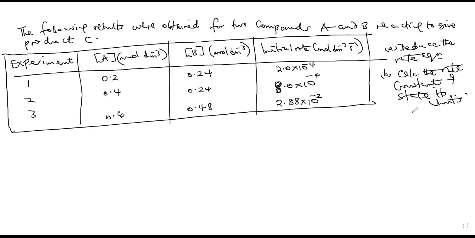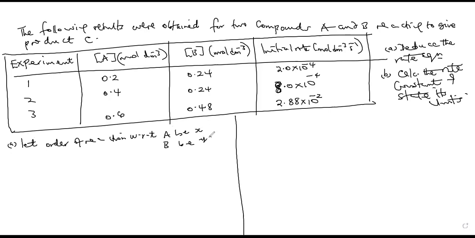Now, looking at this question, for you to deduce the rate equation, you need to first have the orders of reaction. One can do this in two different ways. The first way is to calculate the orders mathematically. So we shall let the order of reaction with respect to A be x, and the one with respect to B, let it be y.